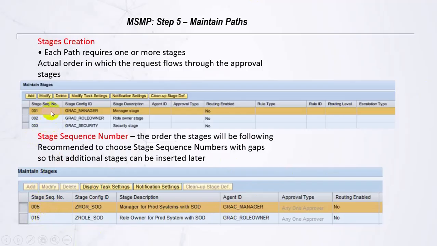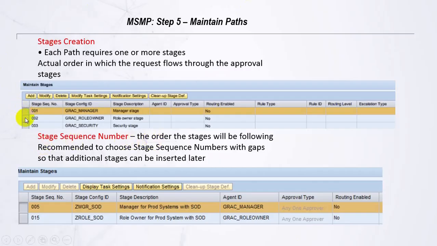In case you are creating an additional stage in between, then at least we will use a different number in between. Suppose here 001, 002, 003, I have maintained only the first three stages instead of 11 and 21. That is default. 10 numbers it will give as the gap. Suppose in between manager and role owner, we need a separate system owner approval.